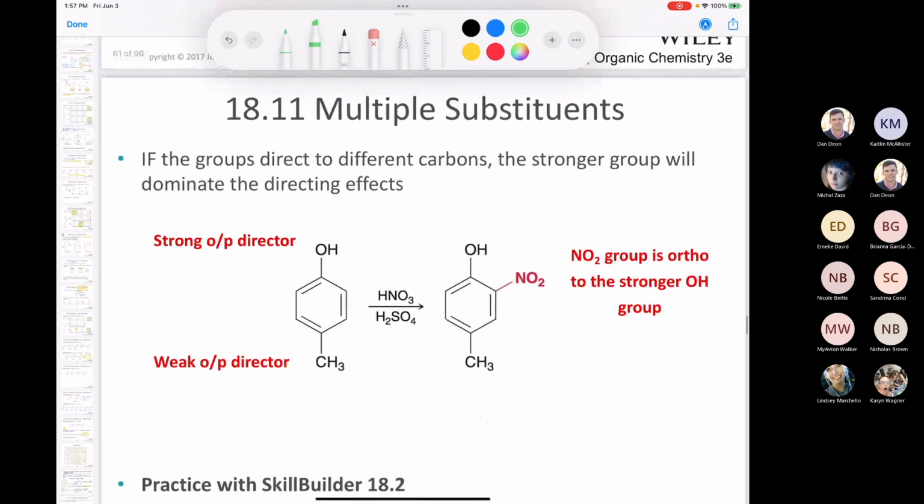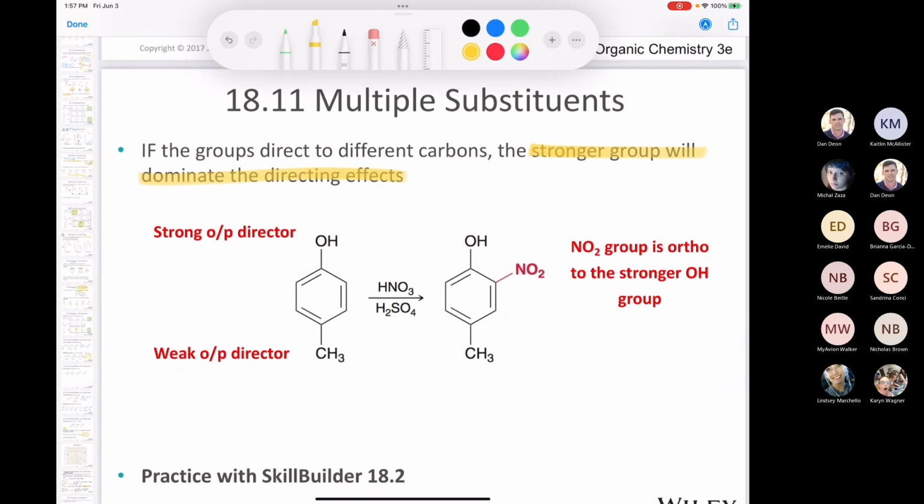So here's another example. If groups direct to different carbons, who wins? Here's the answer. The stronger group will dominate the directing effects. Now, I know there's always somebody in the class, and I'm not pointing a finger at anybody, it doesn't matter. This is a great question. There's always somebody who asks me, what if you give me 2 strong activators? Well, which one wins then? I'm never going to ask you that. I'm always going to put you in a situation where you can make that judgment call.